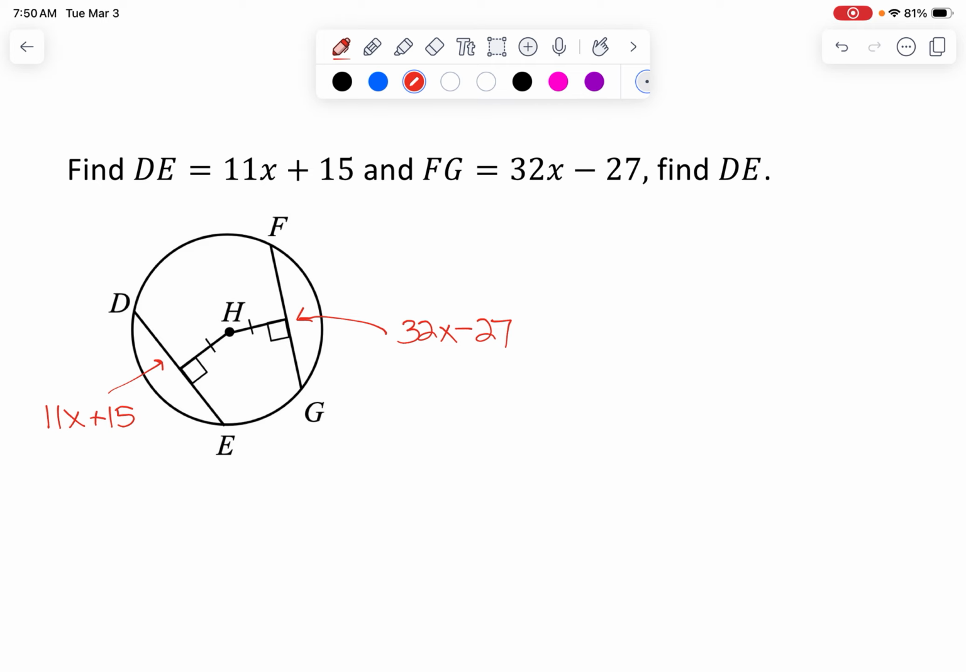Okay, so this time I know, you can see on the inside there, this and this are congruent. They're equidistant from the center, these two chords are. So that means that the two chords have to be congruent. So I can say that's using that second property that we had. So let's do that. Here we go. 11x plus 15 is equal to 32x minus 27. And I'm going to subtract 11x from both sides.